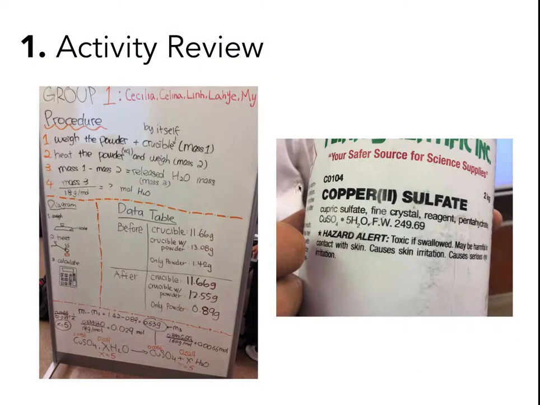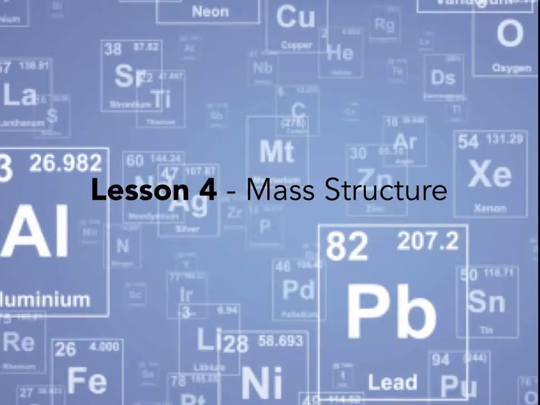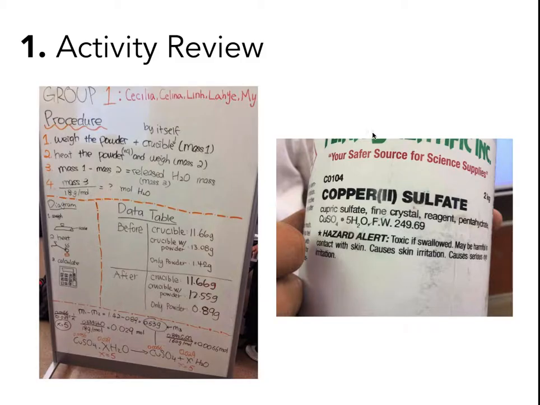In class, we looked at a copper sulfate hydrate and we tried to figure out the number of moles of water. Turned out that there was exactly 5 moles of water per every 1 mole of copper sulfate. Many groups actually figured that out. Here's an example of one that did.